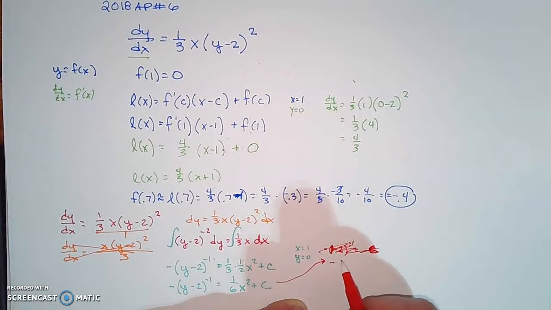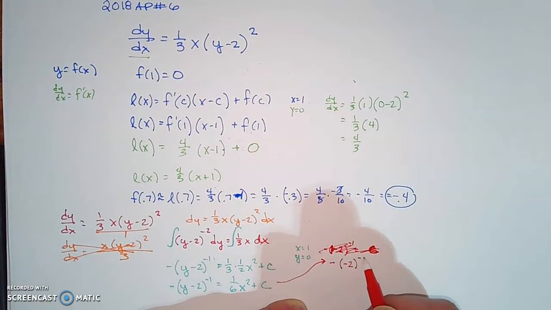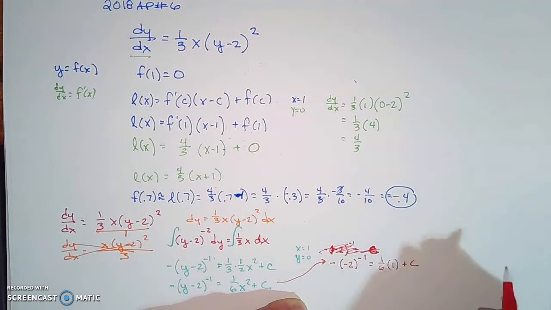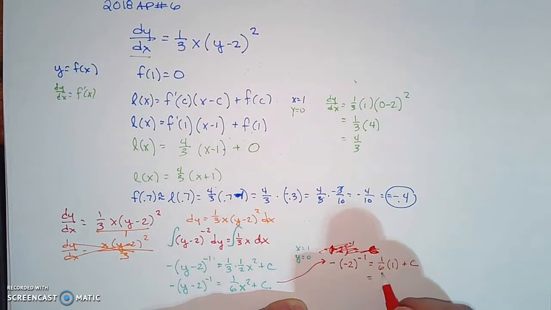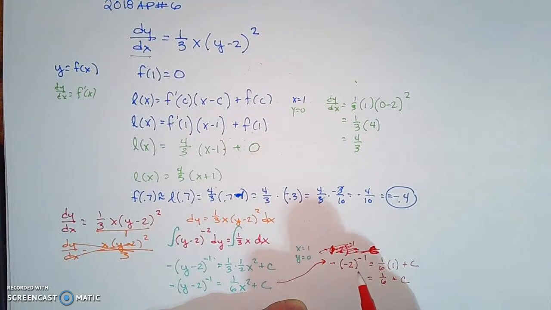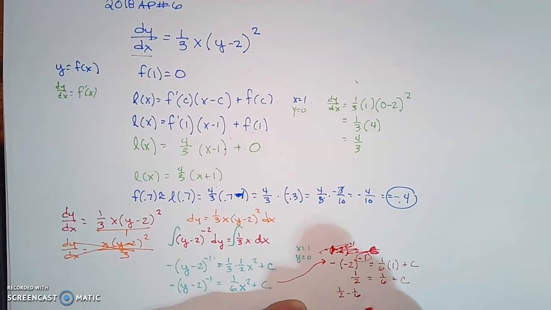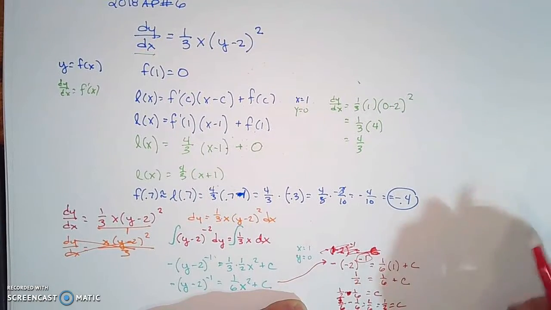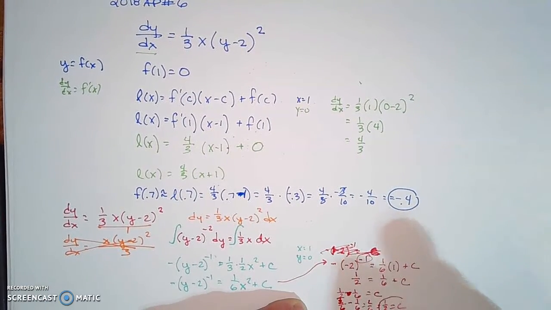It's going to be negative (0 minus 2) to the negative 1 equals 1/6 times 1 plus c. Okay, so that means this side of the equation is 1/6 plus c. And this side of the equation is going to be negative times a negative is a positive, and the flip of 2 is 1/2. So 1/2 minus 1/6 equals c. I could use a calculator for this if I wanted to, 1/2 minus 1/6. If I simplify it, I get c is equal to 1/3.